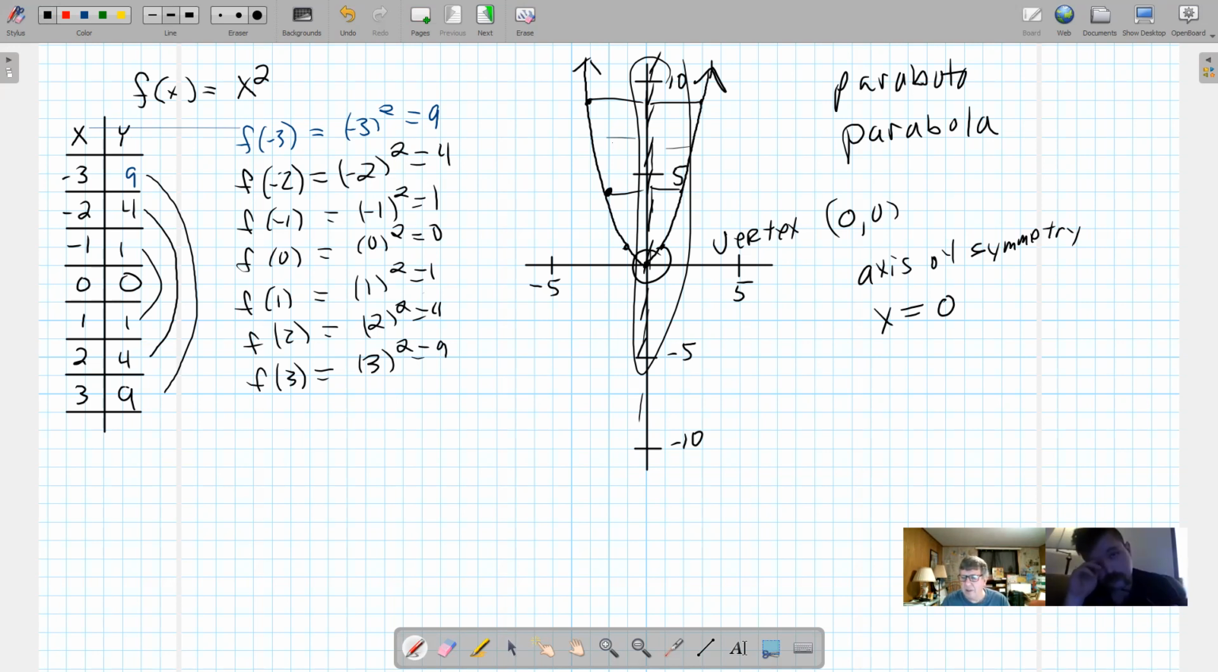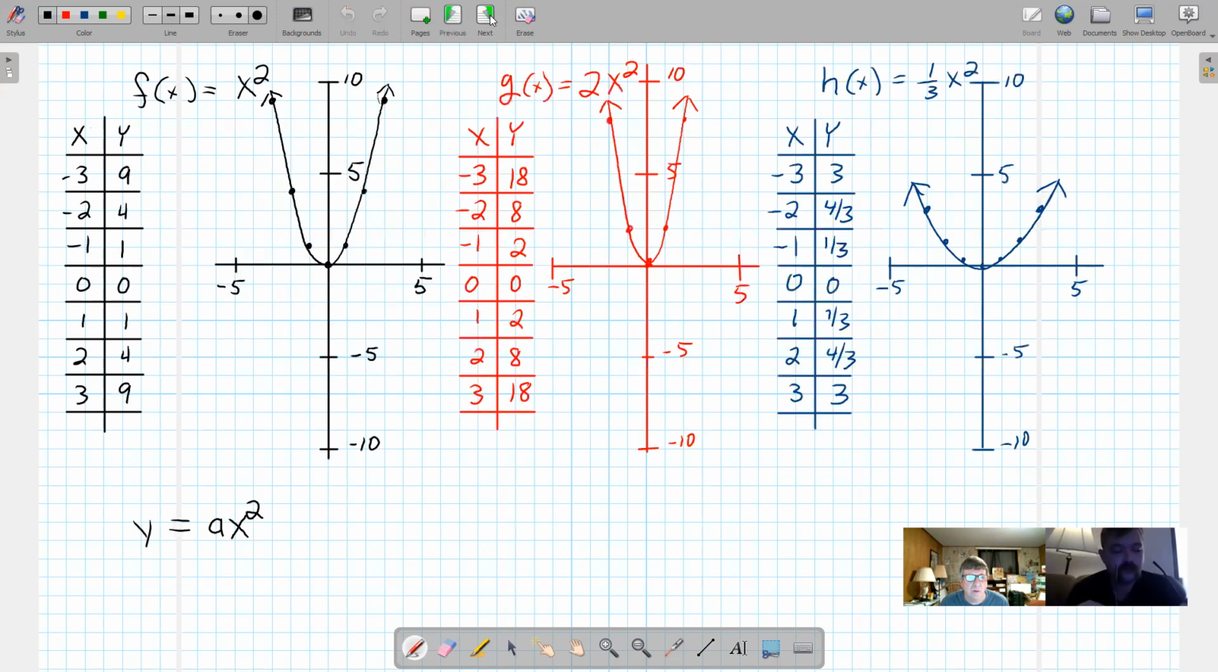Okay, before I go on, any questions so far? All right. So on this next screen, I have the parabola that I graphed on the previous screen. But now we're going to explore a little bit. We're going to change the coefficient. Right here, the coefficient is an implied 1. But we're going to change it to a 2 and then to a 1/3.